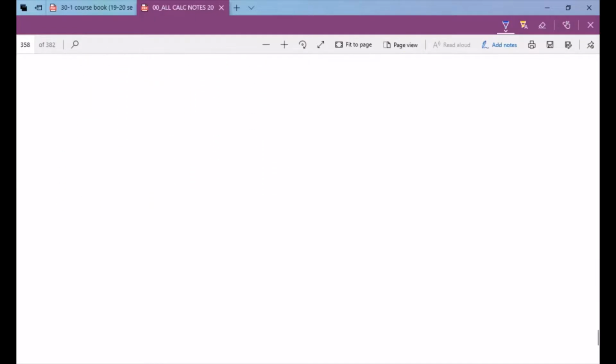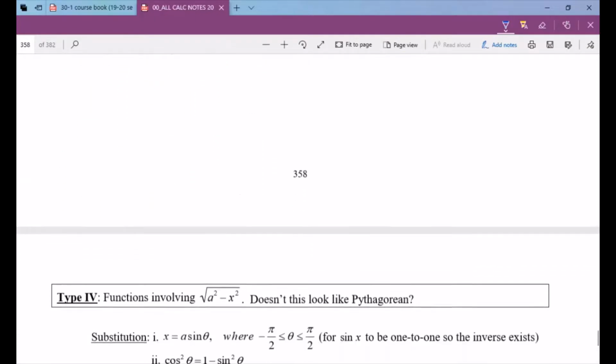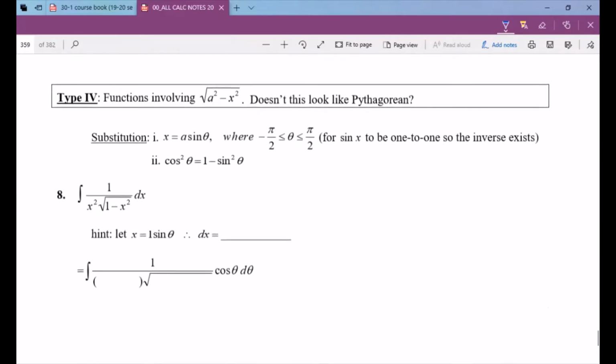Which brings us to our last type. And so we have what we're going to call type 4. And we have something that doesn't even have trigonometry in the question when you're asked to integrate something that looks like what we have in number 8. So we don't even have any trig going on in there. But what we know about this is square root of a squared minus x squared looks Pythagorean. And in fact, we are going to do a trig substitution. So let's draw our triangle out because this is going to be relevant for us.